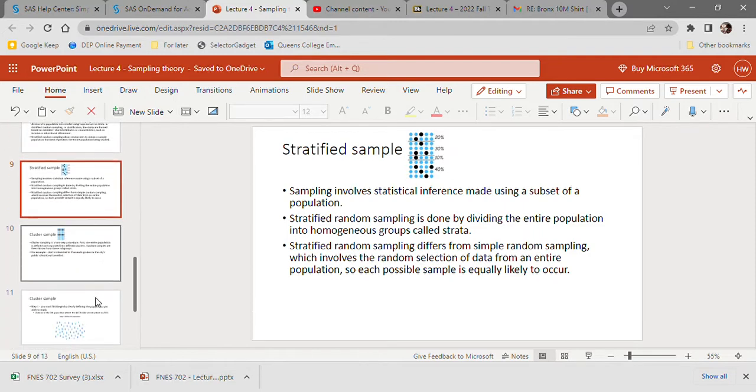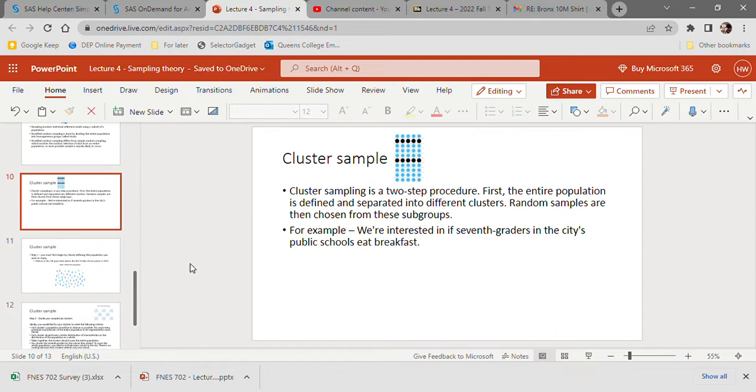Let's go ahead and now talk about cluster sampling, right? Cluster sampling is a two-step procedure. The very first thing that we need to do is define the population that we're interested in, right? And we talked about that a little bit earlier. And then we separate them into different clusters. And then we choose clusters for our analysis, right? I think the easiest way to go through this one is by an example, okay?